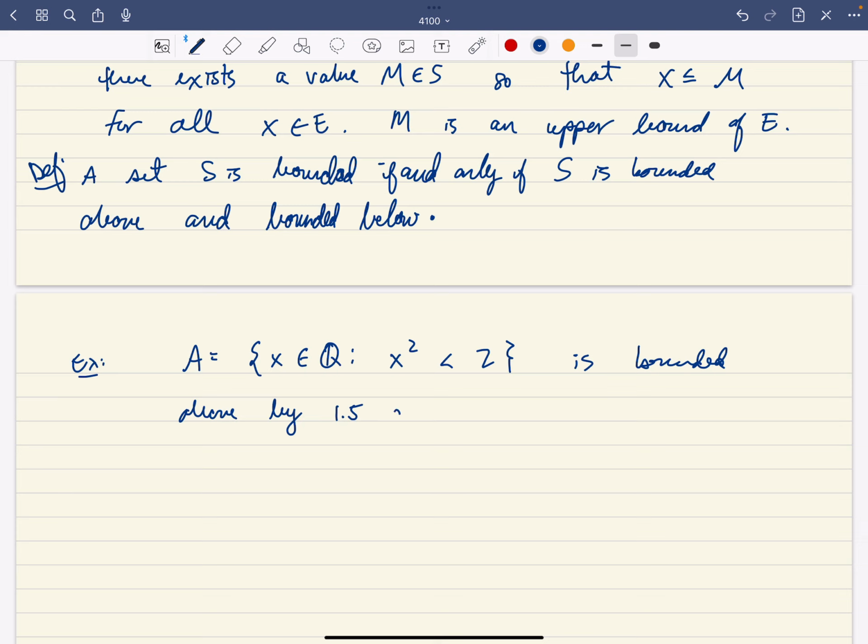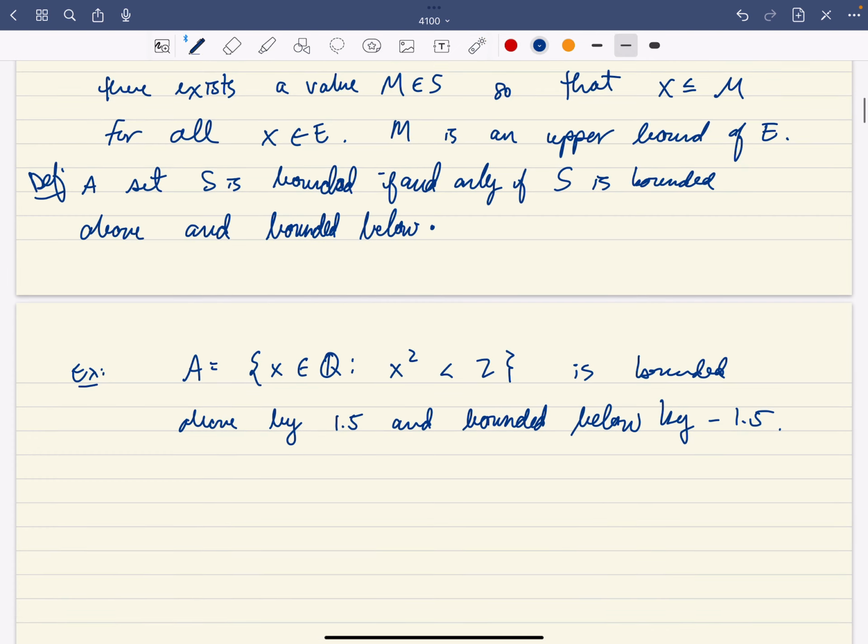It's also bounded below. This set's bounded below by negative 1.5. It's also bounded above by 2, bounded above by 3, bounded above by 10. It doesn't really matter what the bound is. We just care that there is an upper bound to it. Likewise, this is bounded below by negative 1.5. So A, being a subset of the rationals, is bounded. Okay, so A is what's called a bounded set. All right.